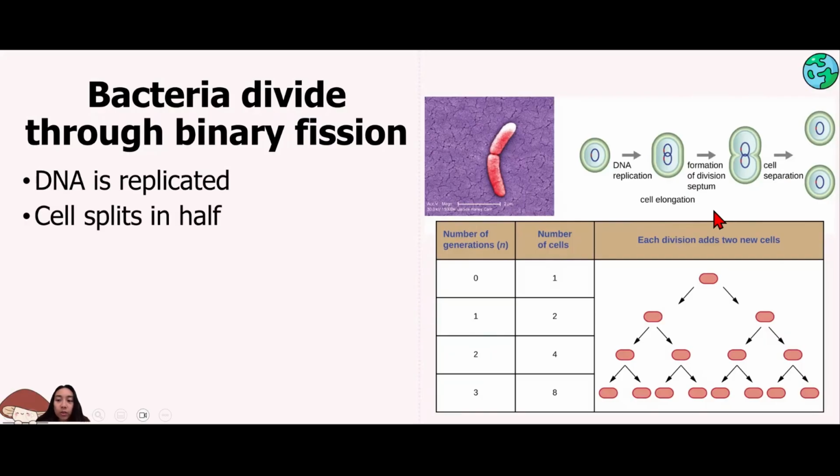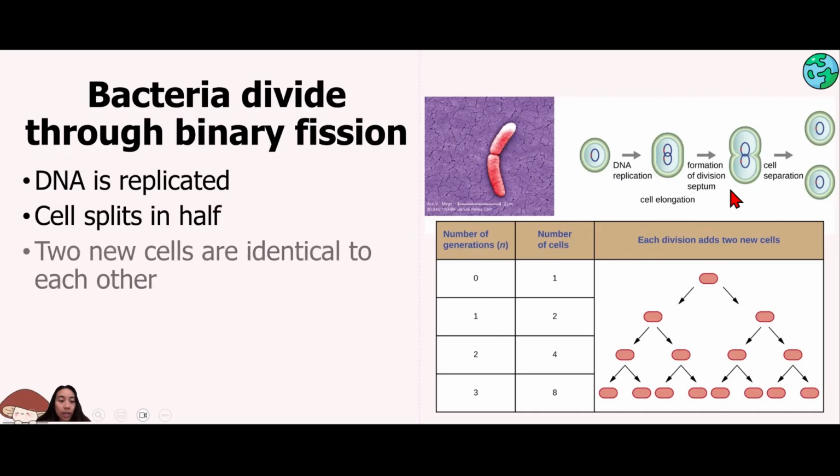It's really that simple. In the next slide, we'll talk about how this division happens, but essentially the cell just splits right in half, and the two new cells are going to be identical to each other, genetically. And when the bacteria divide, they also try to divide up their ribosomes and everything else as equally as possible.